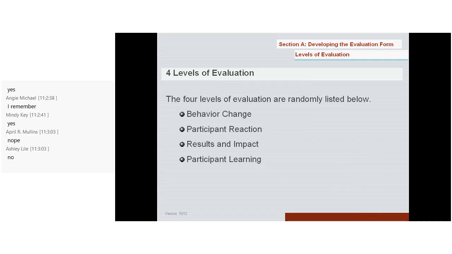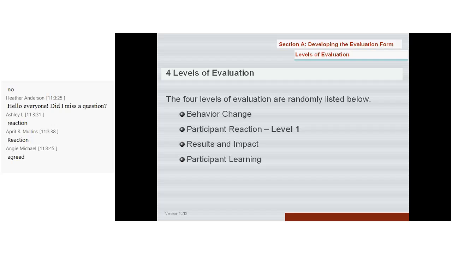The 4 levels of evaluation are randomly listed on the screen. In reality, there is a specific order for them, from level 1 to level 4. As you look at this random list on the screen, which one of these do you think is evaluation at level 1? Somebody wrote up reaction. Does anybody else agree? All right, level 1 is in fact participant reaction.